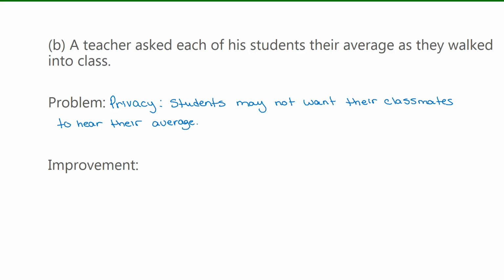There are several solutions to this. The teacher could ask students to write their average down on a separate sheet of paper and hand it in, or move to a space so that other students cannot hear. So I'm going to say that we can move to a space to ensure other students cannot hear.